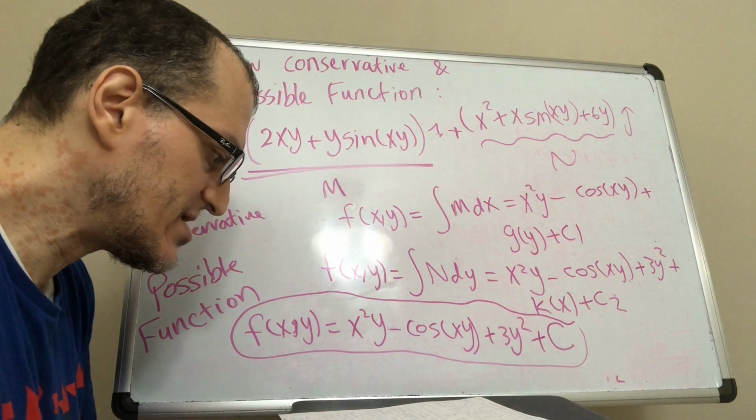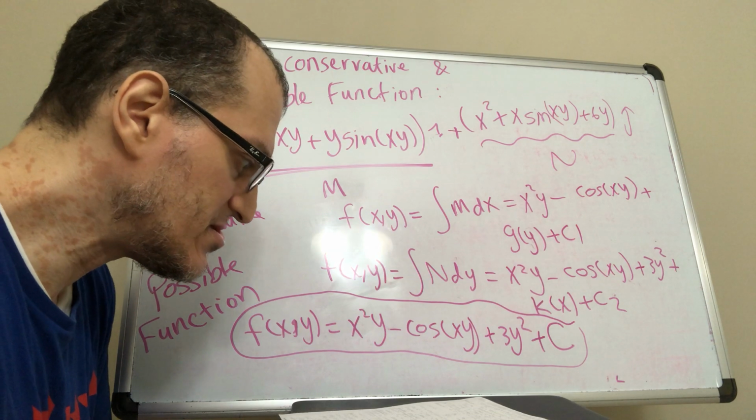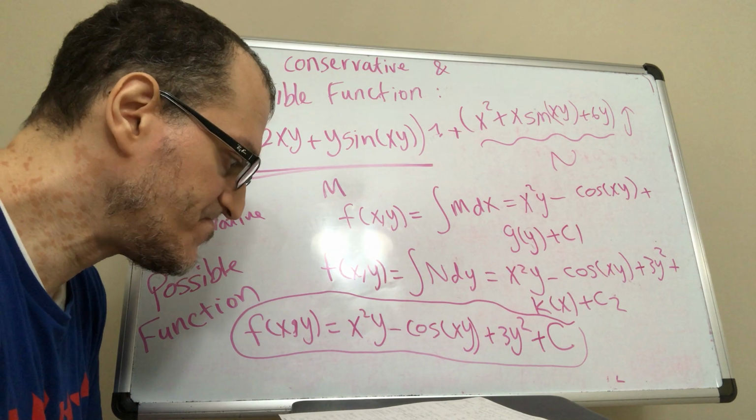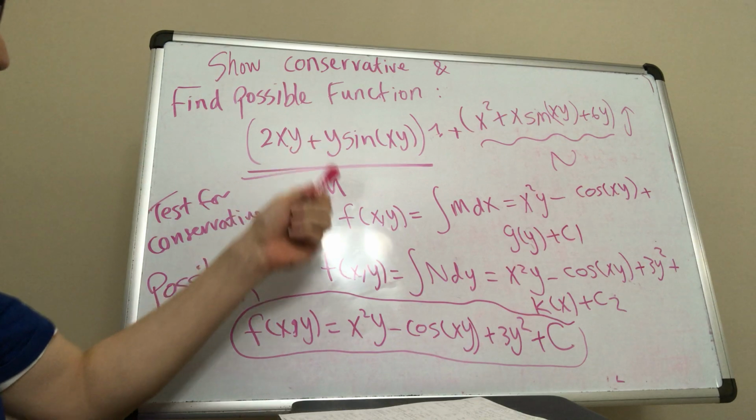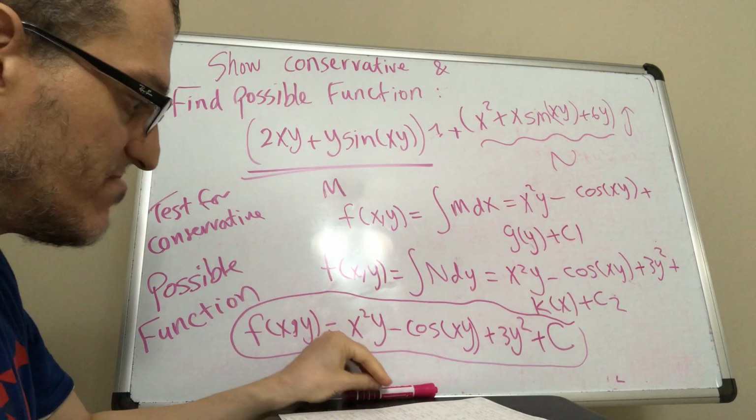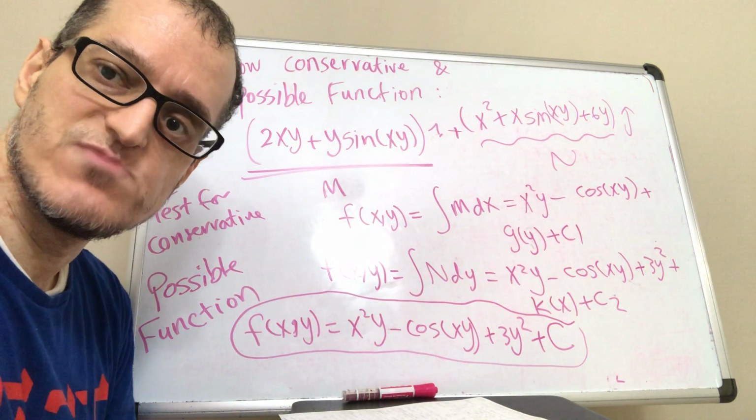There is another one for finding the conservative, but it's 3D, so involving x, y, and z. But I'm going to stop this, and that will be in the next part.